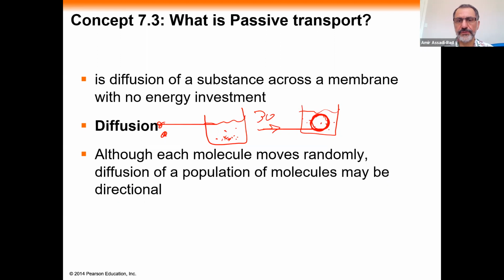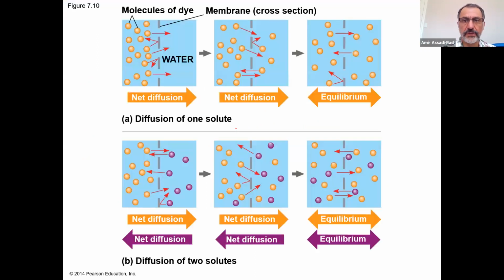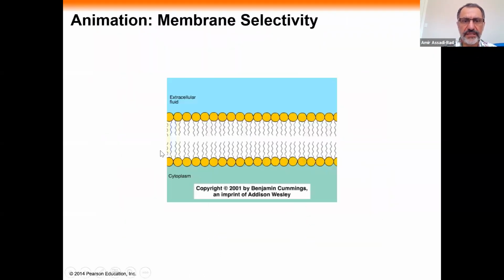Although each molecule moves randomly, diffusion of a population of molecules may be directional. Here it is talking about molecules of a dye going across a section of membrane and so forth. I'm not going to play the animation, let's see what this one says.